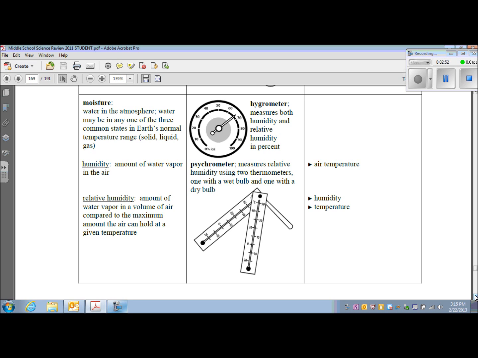Humidity is the amount of water vapor in the air. Relative humidity is the amount of water vapor in a volume of air compared to the maximum amount the air can hold at a given temperature. A psychrometer measures relative humidity using 2 thermometers, one with a wet bulb and one with a dry bulb. Some factors that affect humidity, moisture, and relative humidity are air temperature, humidity, and temperature.